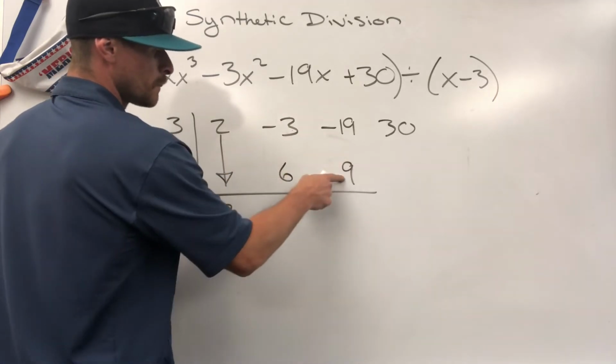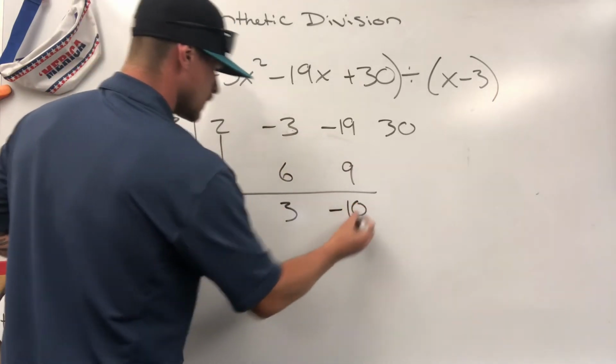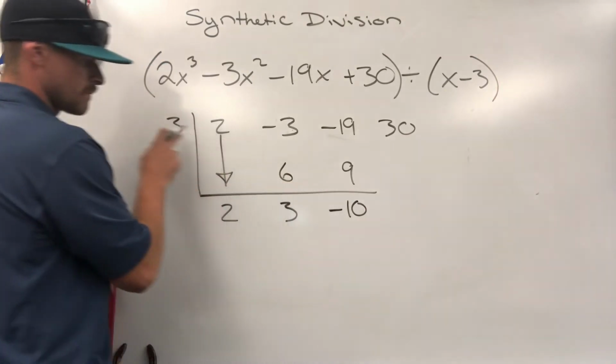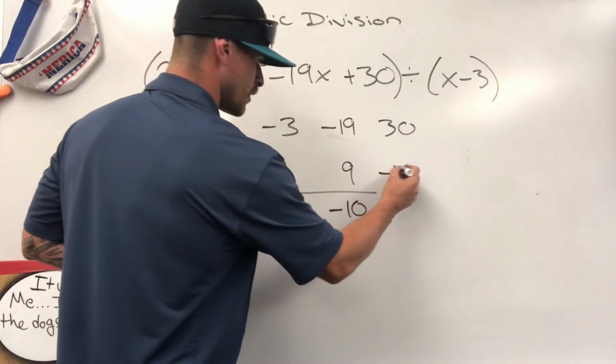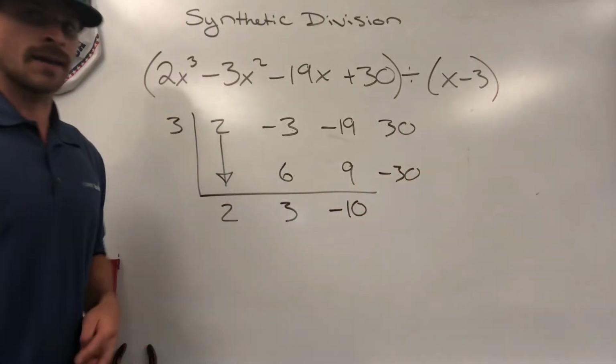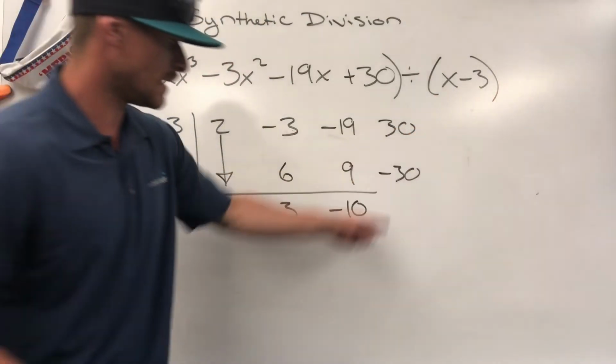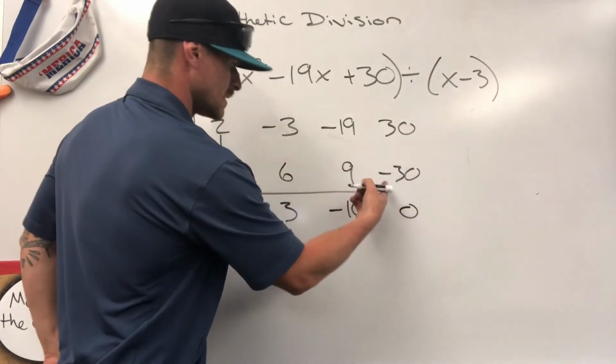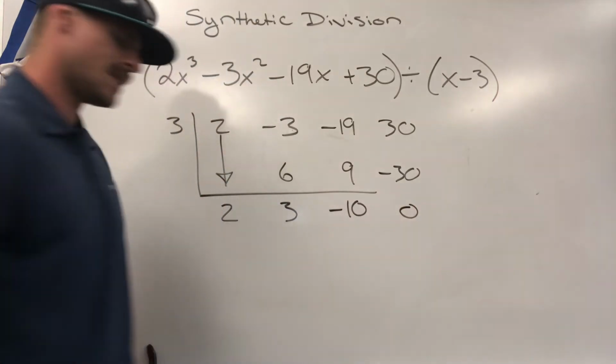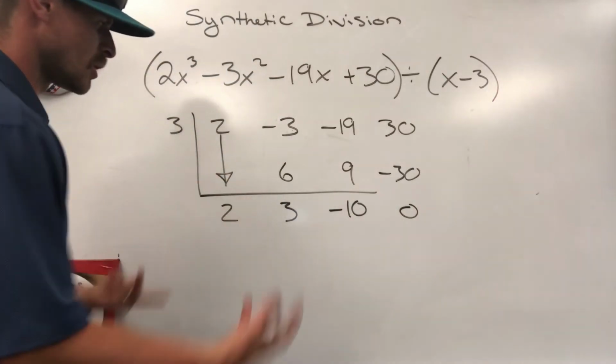Negative 19 plus 9 is going to give me negative 10. Multiply 3 and negative 10 together to get negative 30. And remember, if it's factorable, if we want that to be a factor of it, we want to end up getting a 0. 30 plus negative 30 makes a 0 right there at the end. That's what we're hoping for. It means there's no remainder.